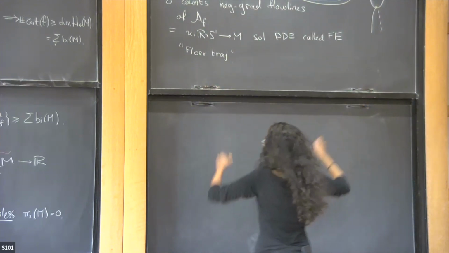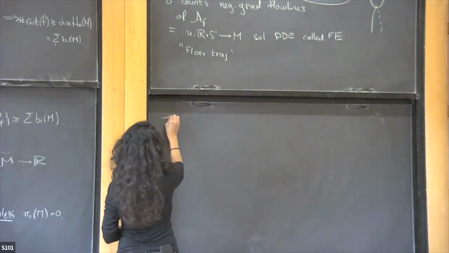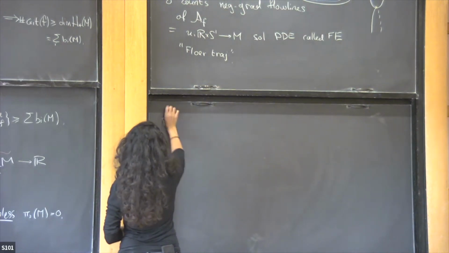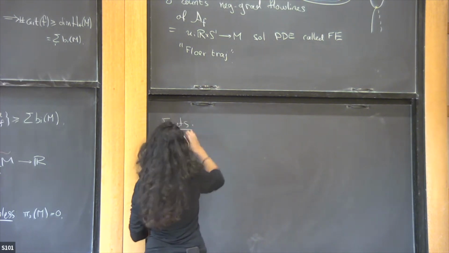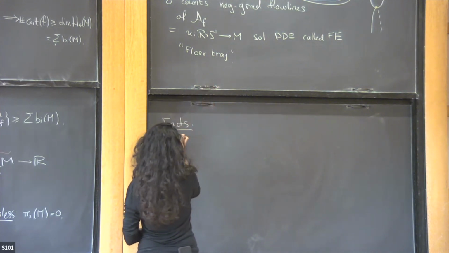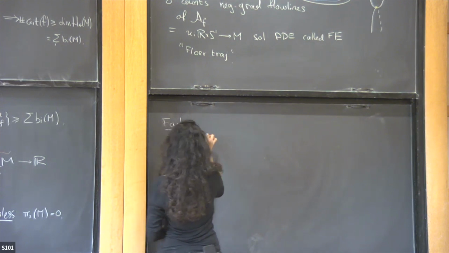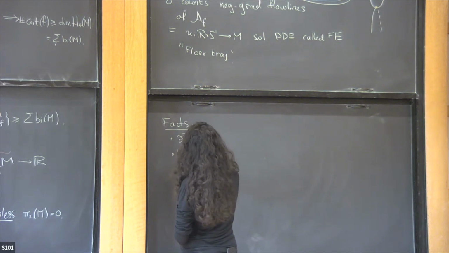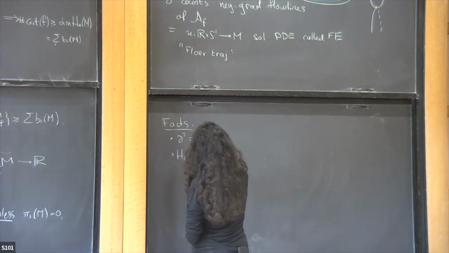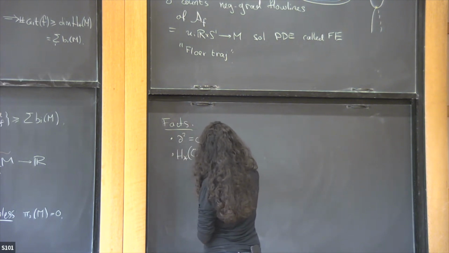So then the even harder fact is that this differential also squares to 0, under some assumptions that I'm not really specifying. The differential squares to 0, so it is a differential basically. And so you can look at the homology of this Floer chain complex.